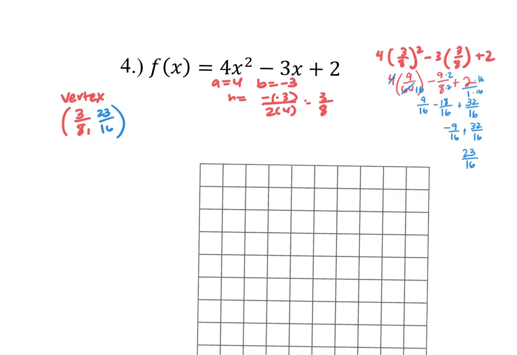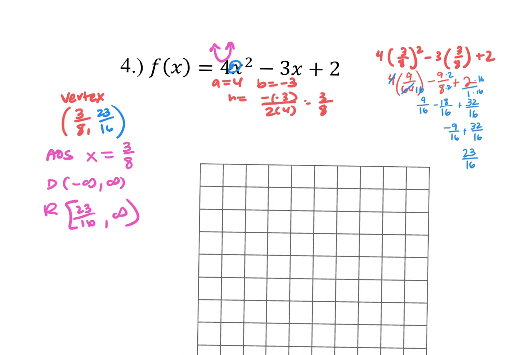So now we've got our axis of symmetry, x equals 3/8. This is going to open upward. Domain would be negative infinity to positive infinity. Range is going to be from the k, which is 23/16, to positive infinity. If we zero out the x's, we get the y-intercept, which is 0, 2.